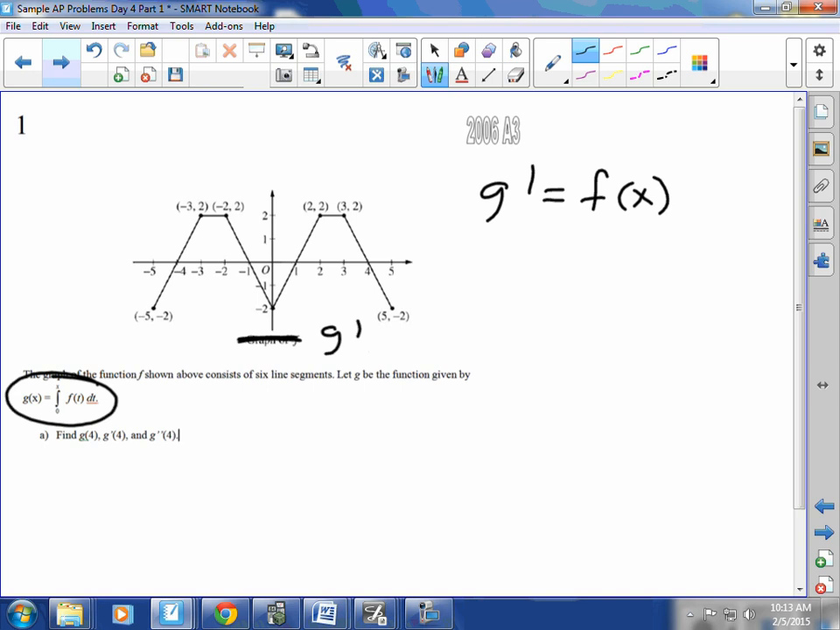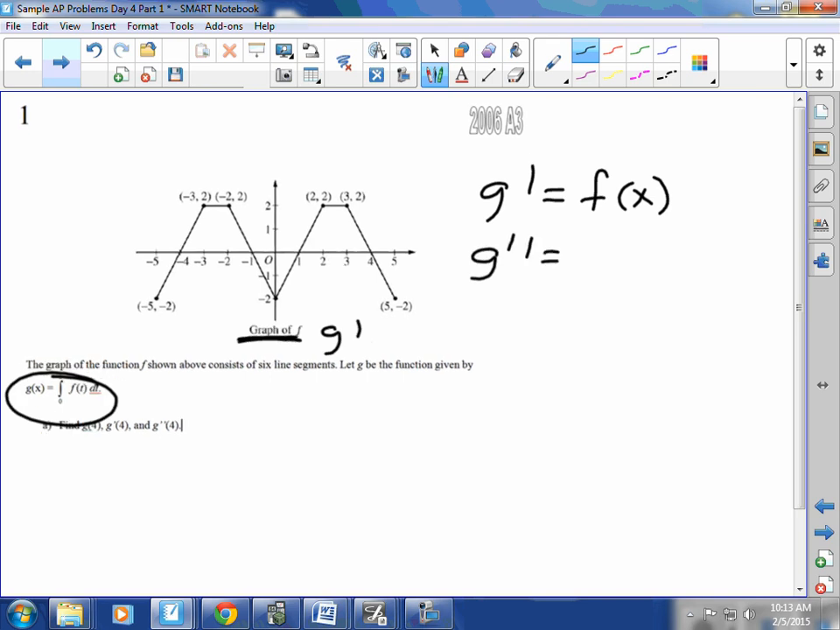Now, if g prime is f of x, what's g double prime? It's f prime. So if g prime is f, g double prime would be f prime. I've simply taken the derivative of each of those. All right, now the next step, let's run our sign tests.